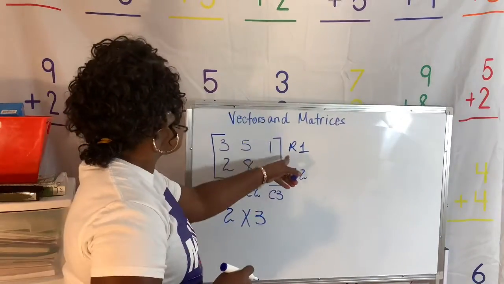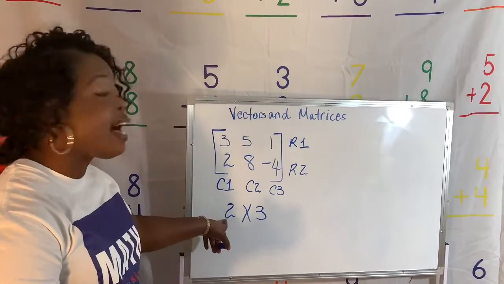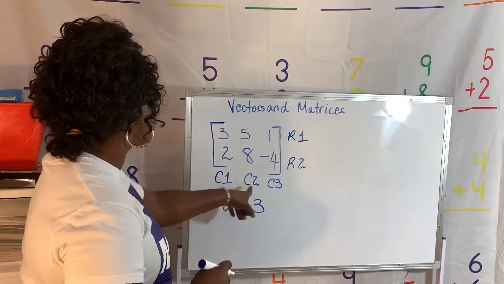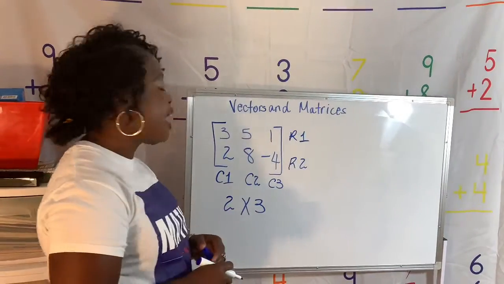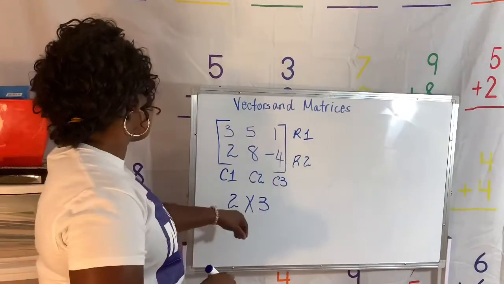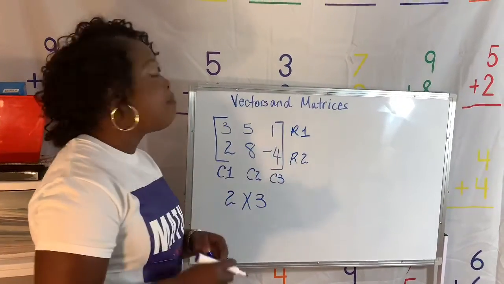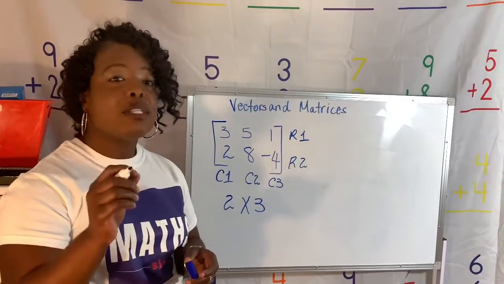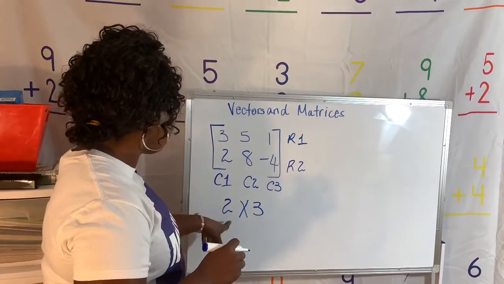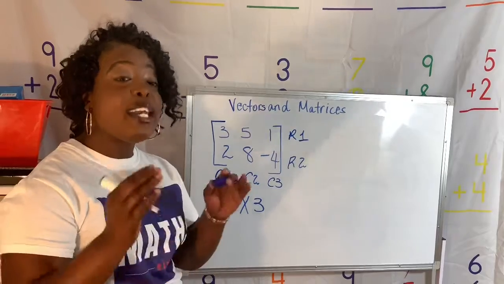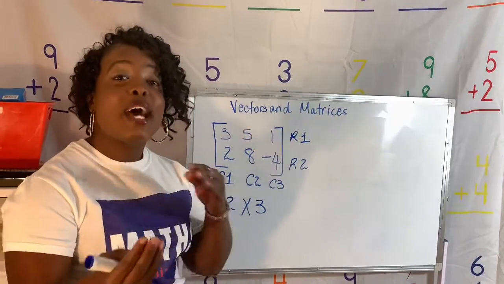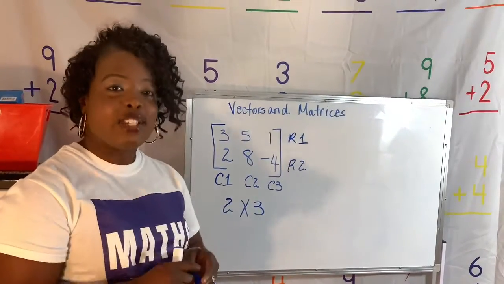So we have 1, 2 rows representing the 2 that we have here, and we have 1, 2, 3 columns representing the 3 columns that we have here. Again, we call it a 2 by 3 matrix, and we typically want to put the rows, which is here, before the columns, which is there. All right, so now we're going to go ahead and find out how we add matrices.